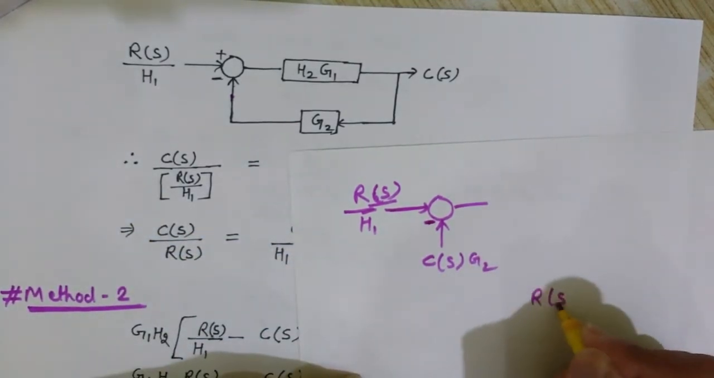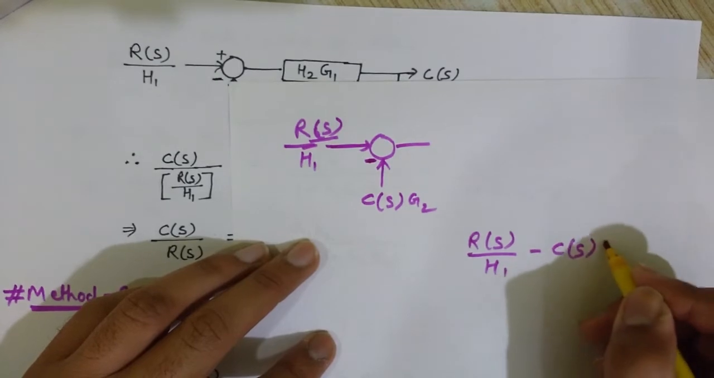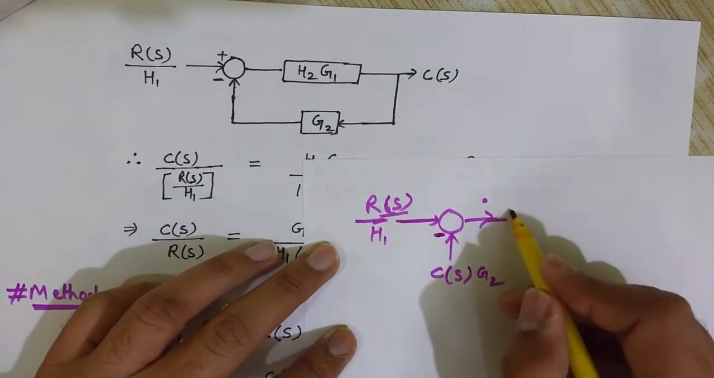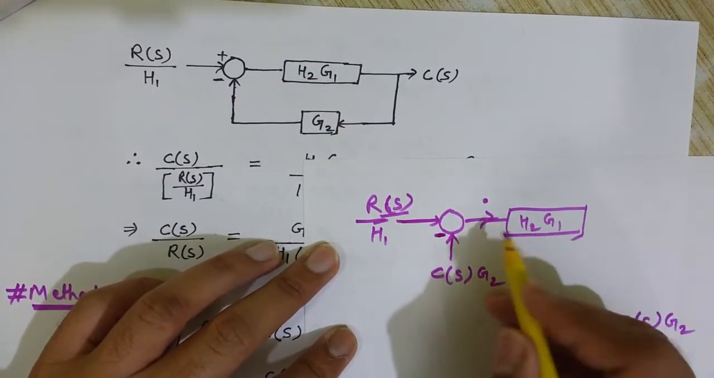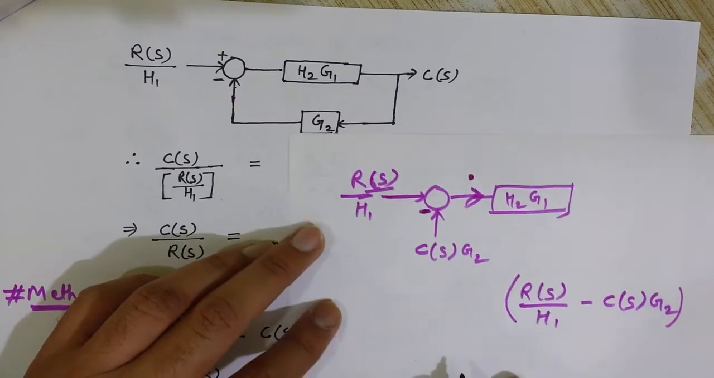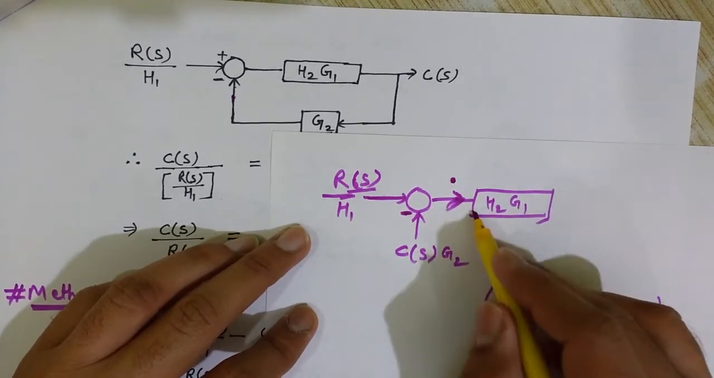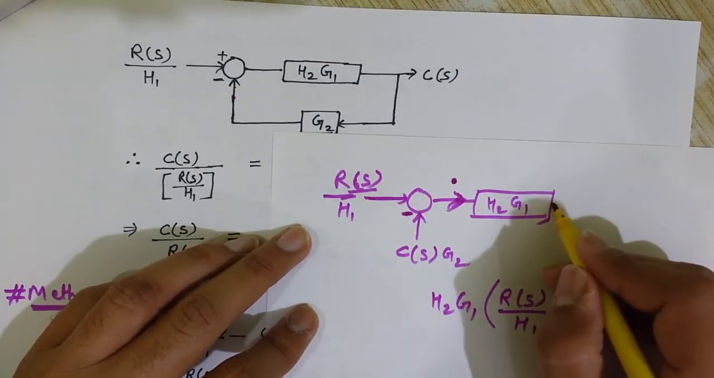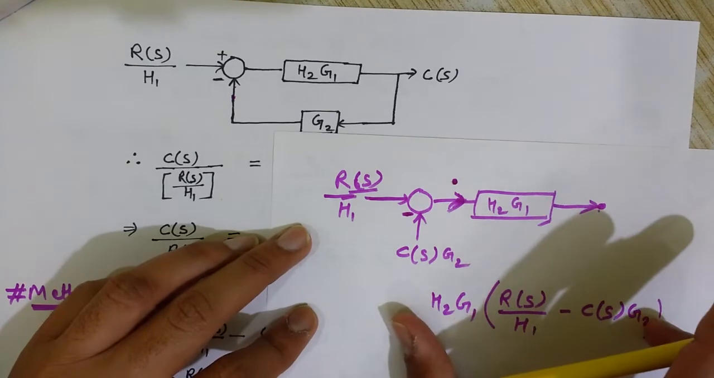So let's write it. RS by H1 minus CS into G2. So this is what I get at this place. Okay, and again it gets multiplied by H2 into G1. So here it is written H2 G1. At this place I have this term, and this term gets multiplied by H2 into G1. So I have come to this point. This output is this whole term.